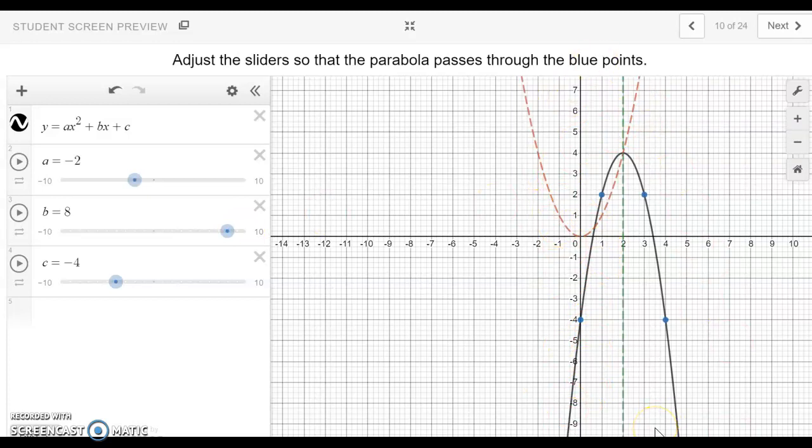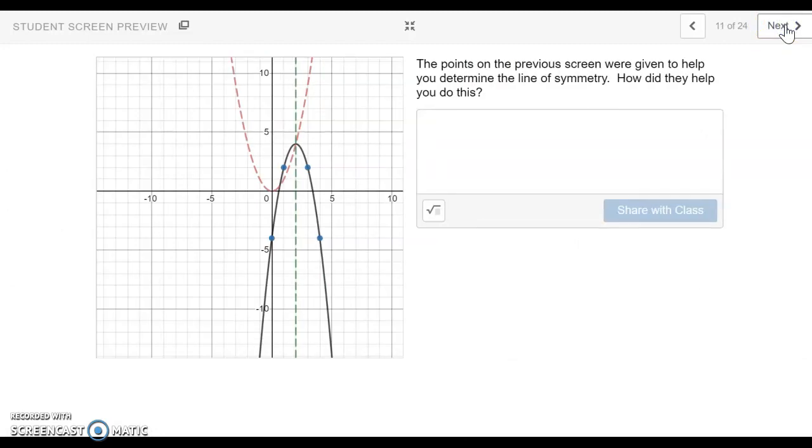Okay, so that's example 10 on your DESMOS activity. The next one we're going to take a look at is number 12. So number 11 on your DESMOS activity just says the points on the previous screen were given to help you determine the line of symmetry. And there we've got it. Our line of symmetry is going to create a mirror image for all of the blue dots that they've put on the graph.